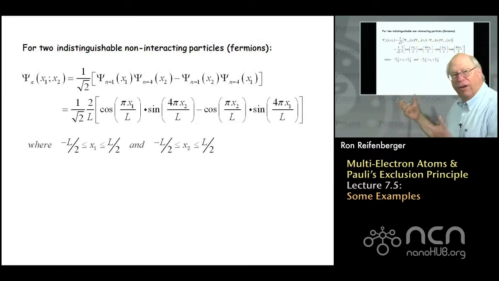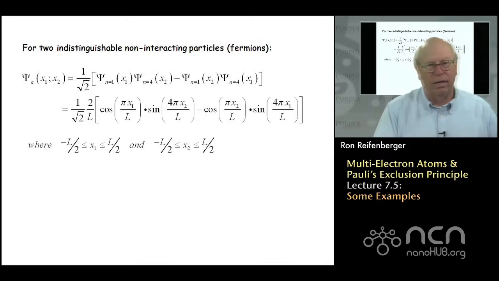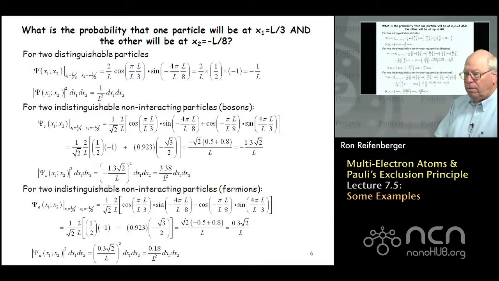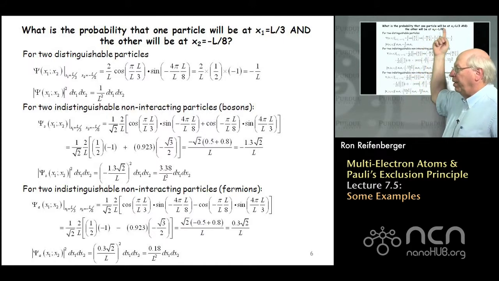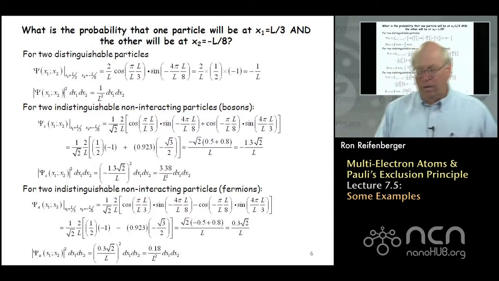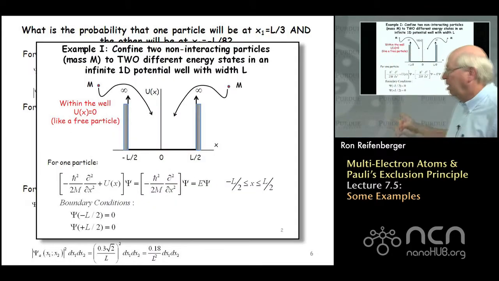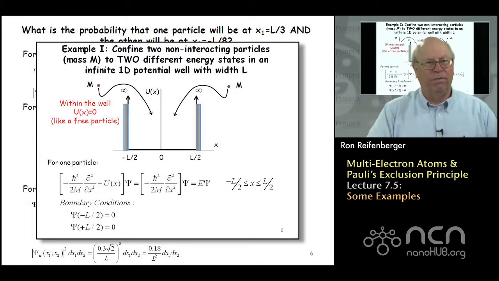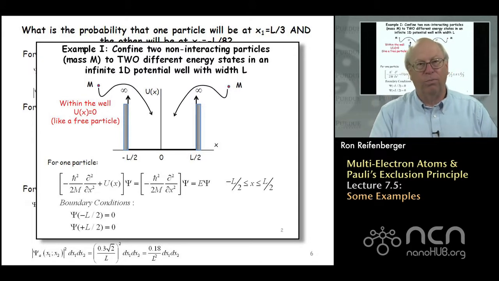So once we've written down these wave functions, then we can use them to evaluate some simple questions. And so, one simple question you might think of asking is, what's the probability that one of these particles will be at x1 equal to L/3, and the other particle will be at x2 equal to minus L/8, just to pick two positions in this potential well, right? So we're basically asking the question, if you did an experiment and you measured the probability that one of these particles is going to be at L/3, the other particle is going to be over here somewhere at minus L/8. What's the probability that you would measure those two particles in those two positions if you made hundreds and hundreds of measurements of position for these two particles in this well?